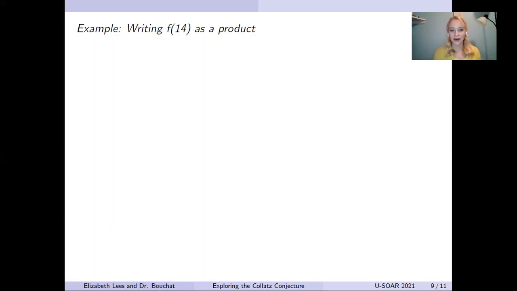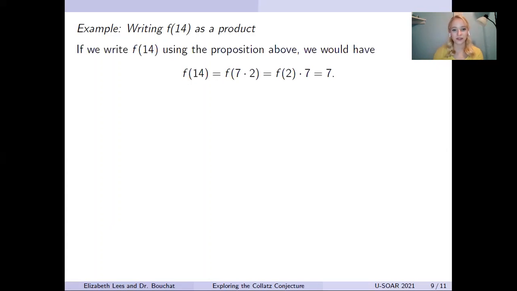So we're going to look at that same f of 14 example with products. We can rewrite 14 as 7 times 2, and then we would use that formula, f of x times y. So we'd have f of 2 times 7, which is equal to 7. And we know from that last example that f of 14 is equal to 7 because it's just 14 divided by 2.